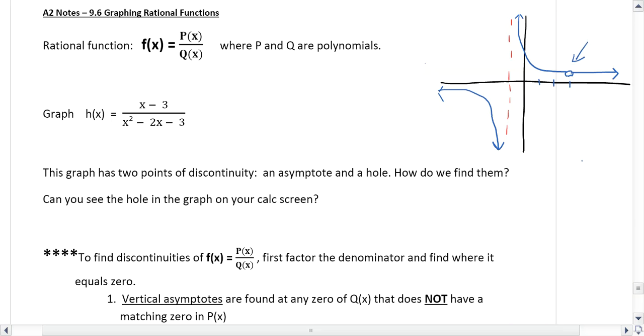So that's the first part of our lesson. Looking at our denominator here. This denominator is going to give us 2 things. It's going to tell us the vertical asymptotes, and it's going to tell us if there's any holes in the graph. And we have to determine which ones are which. And so this next part of the notes is how to identify them.